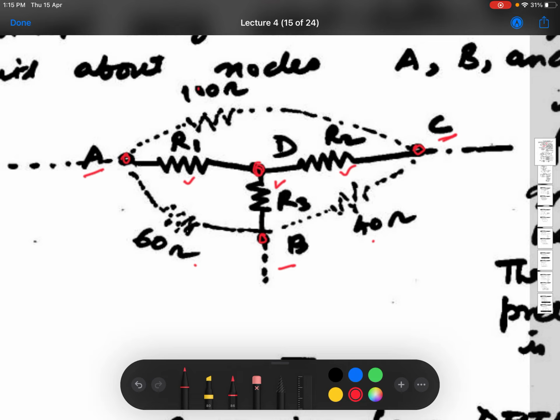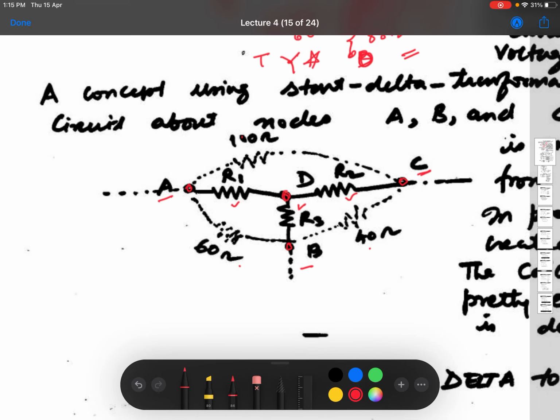So I can convert this delta connected set of three resistances into a star connected set of three resistances. The only difference is that you have the same set of points A, B, C, but in the star connection you also get an extra point, which is D here.